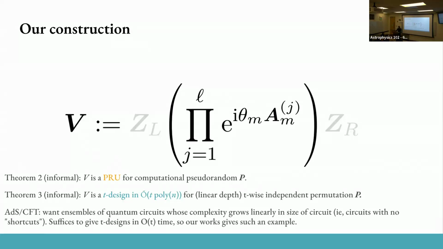And I also wanted to mention that this result on the linear growth achieves linear circuit complexity growth as well. So basically, this ensemble of T designs also achieves linear circuit complexity growth, which is in comparison to root T circuit complexity growth. And again, this is optimal.